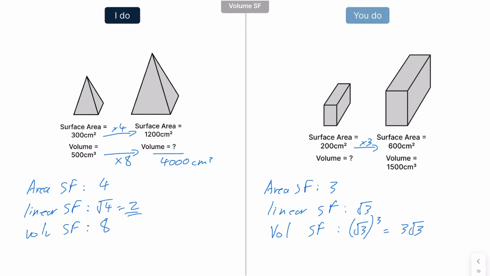So now all we need to do is divide this 1500 by 3 root 3, because the shape is getting smaller going from right to left. If I just type that into my calculator now, so we have root 3, and if I cube that, I get that, and then 1500 divided by that gives me 288 to 2 decimal places. That's going to be 68 centimeters cubed.